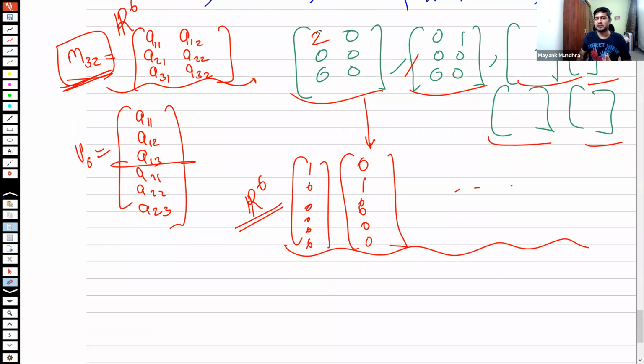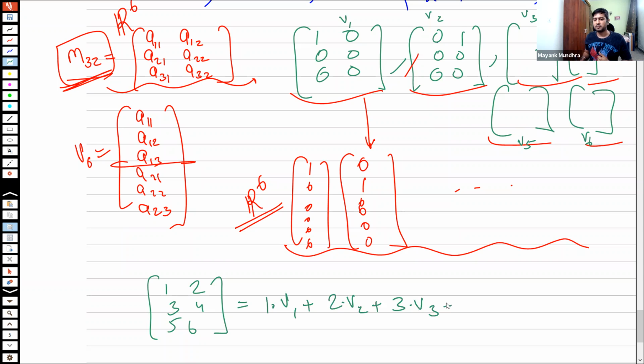So suppose this is my basis, and a vector in M32 is going to be, let's say, 1, 2, 3, 4, 5, 6. And let's say I call these vectors V1, V2, V3, V4, or rather M1, M2, whatever you want to call them, V5 and V6. So this matrix is going to be 1 times V1 plus 2 times V2 plus 3 times V3 plus 4 times V4 plus 5 times V5 plus 6 times V6. There is no other way to represent this in terms of the basis vectors.